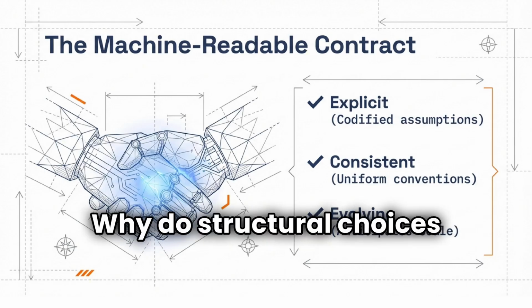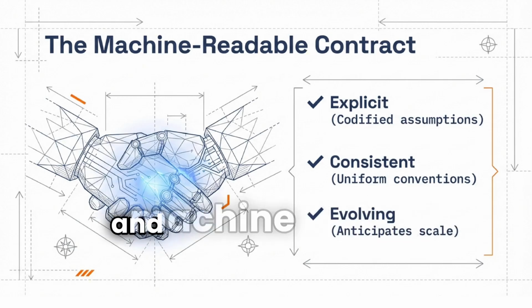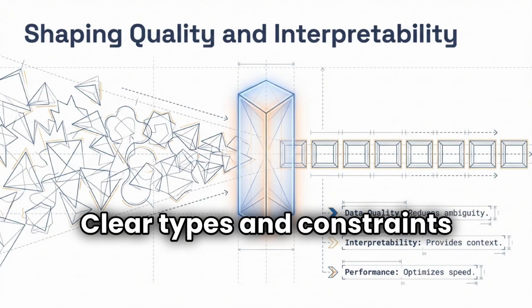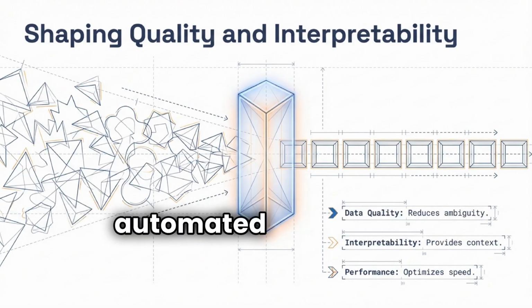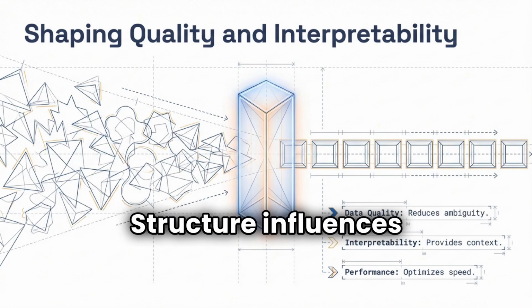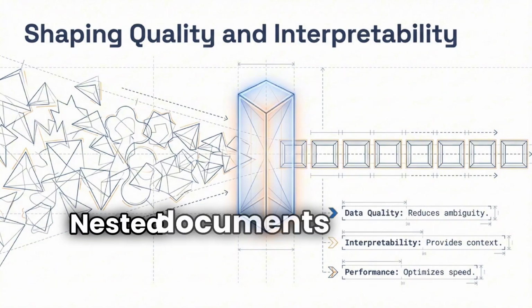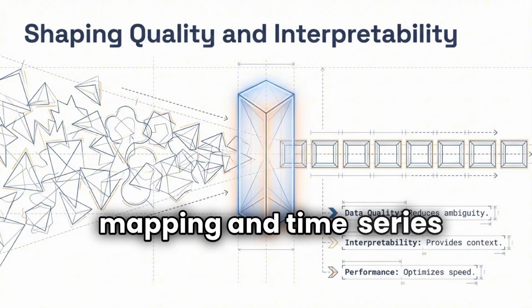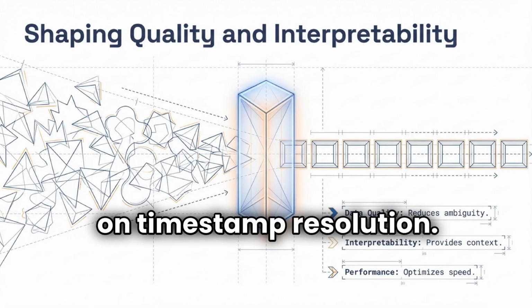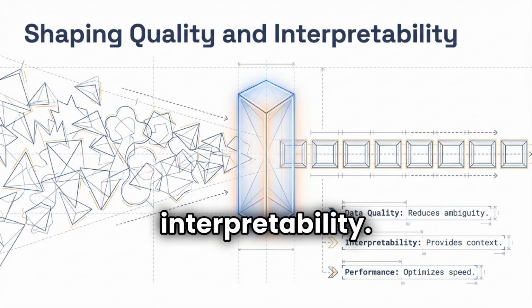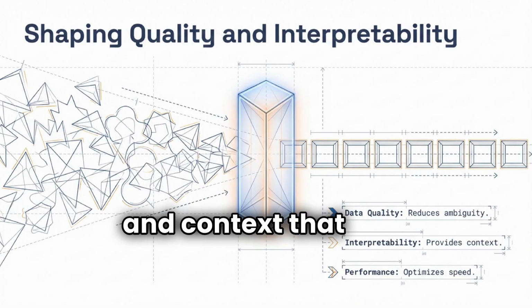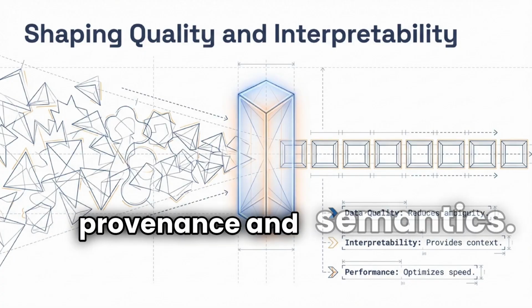Why do structural choices matter for downstream work like analytics and machine learning? Because structure shapes data quality. Clear types and constraints reduce ambiguity and enable automated validation, which means fewer surprises in analysis. Structure influences feature engineering. Nested documents may need flattening, categorical encodings require mapping, and time series alignment depends on timestamp resolution. Structure affects interpretability. A well-structured dataset carries metadata and context that help analysts understand provenance and semantics.